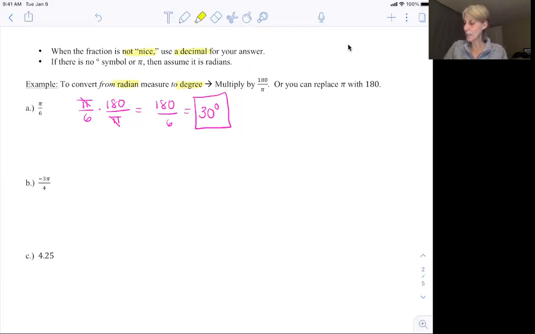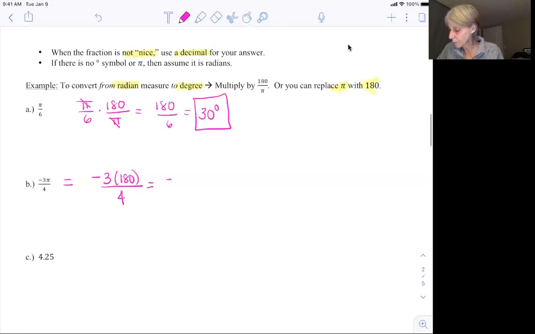I find it a little bit easier, when I'm dealing with this situation, to just replace pi with 180. The pi's cancel anyway. So an example of that method would be negative 3 times 180 divided by 4. If you do it using this method, you can do these in your head, and then you'll get used to the multiples. 180 divided by 4 is really 45. So I have negative 3 times 45, and it's pretty easy to do this math in your head. This is negative 135 degrees.